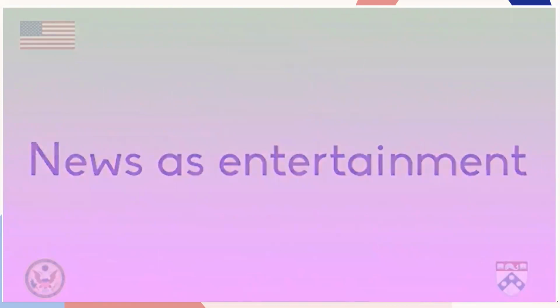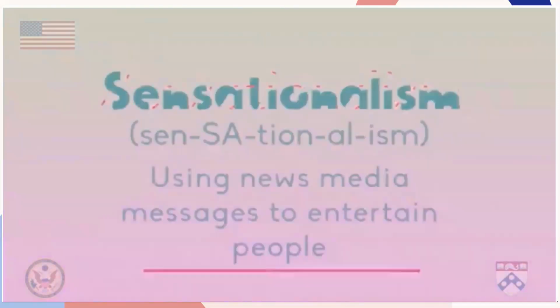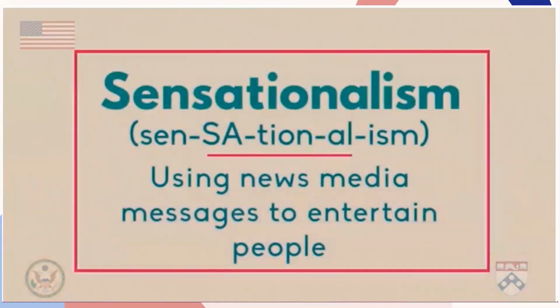The second type of bias by placement that we're going to discuss comes from consuming news as entertainment. Another word for this is sensationalism. Sensationalism means using news media messages to entertain people instead of informing them about events that are important to their daily lives.